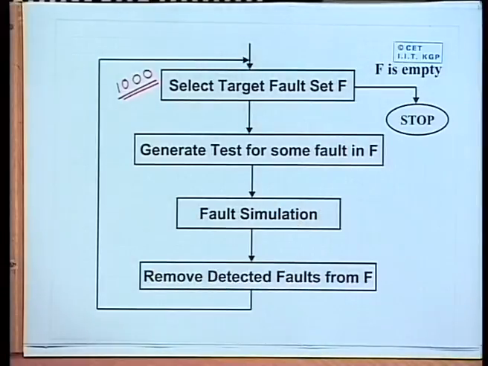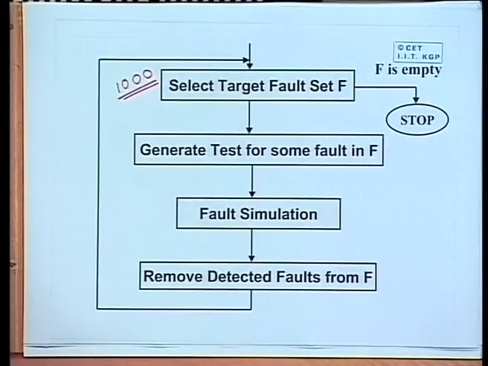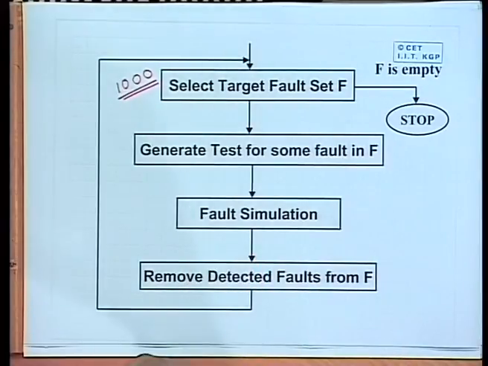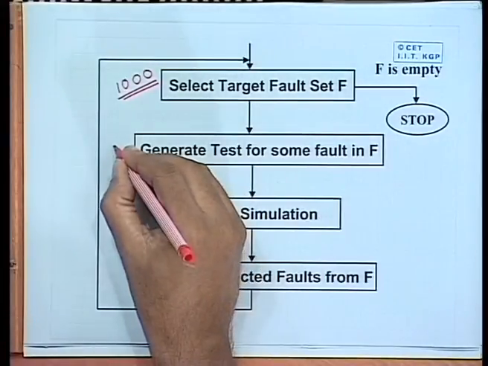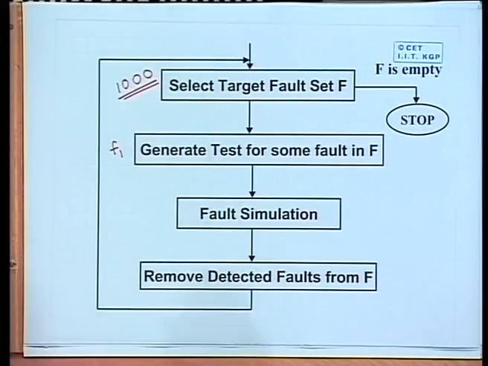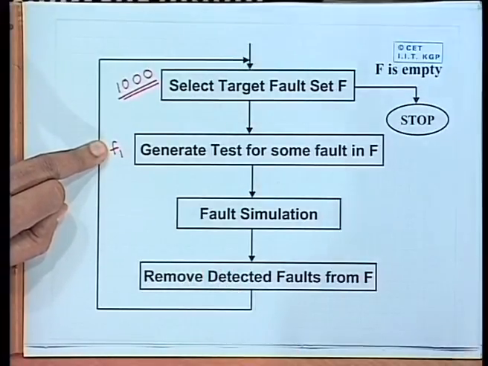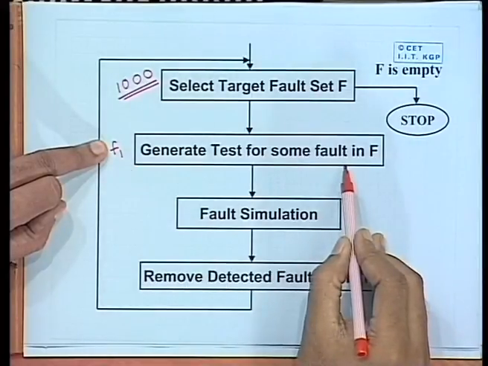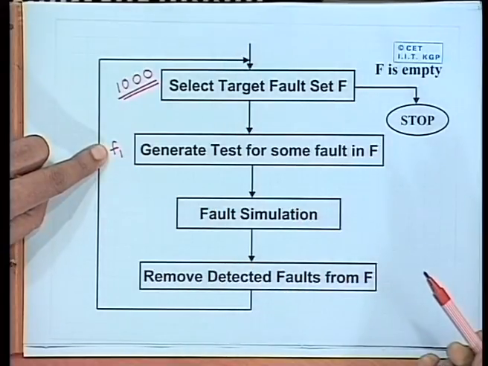You take any one of those faults and try to find out a test vector for detecting that fault. Why? Because if you carry out fault simulation after that, say this test vector was generated for a fault F1. Now, fault simulation will tell you that instead of F1, another 50 faults are getting detected by that same test vector. So, although you have generated a test for a single fault, the corresponding test vector is able to detect 50 faults.